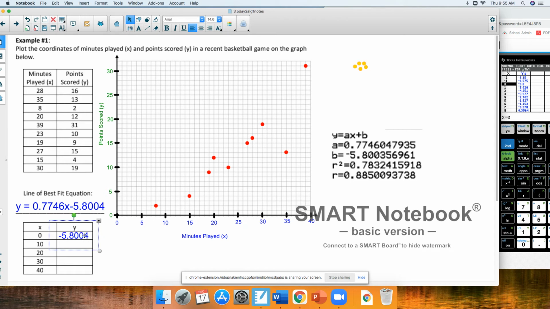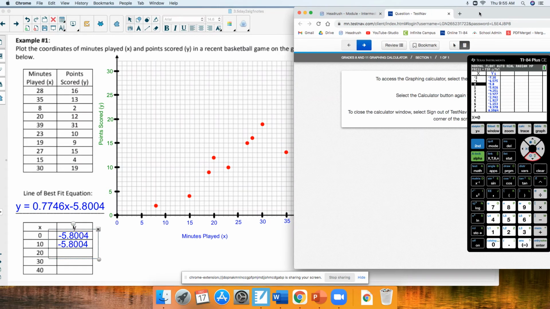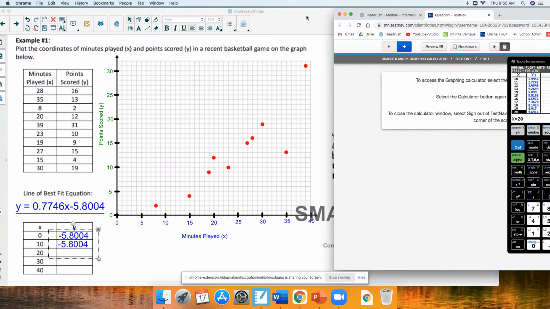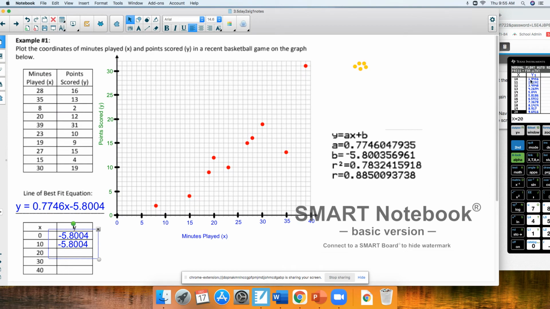So the next coordinate point that we have is if we plug in a 10. So if we plug in a 10 over here, all right, a 10 is going to get us 1.9456. And again, that means that at 10 minutes of play, there's usually around 2 points scored. Interesting. Okay.